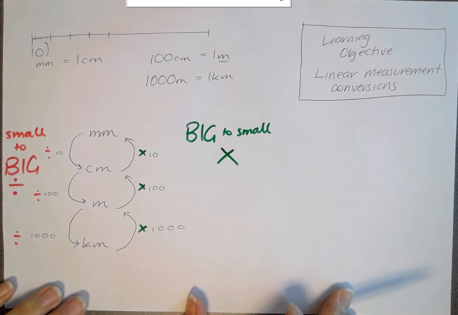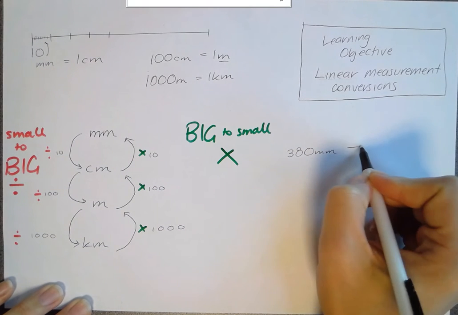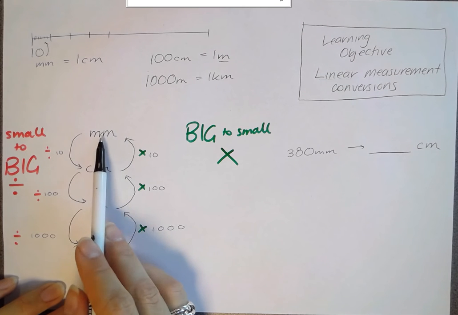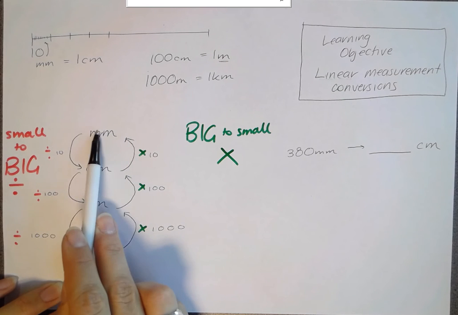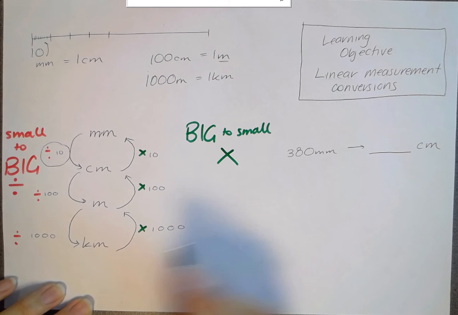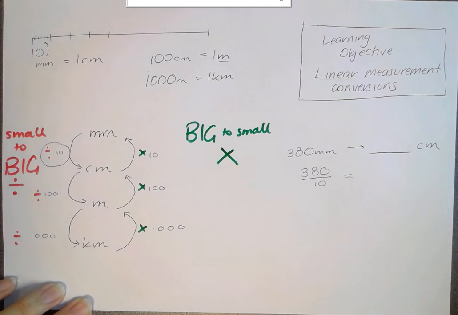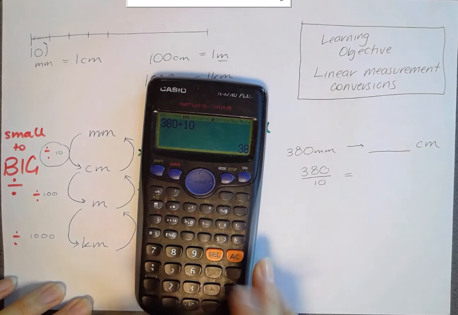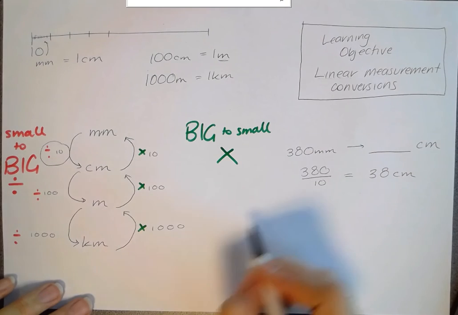Let's say we have 380 millimetres and we wanted to say how many centimetres that is. This time we are going from millimetres and we are going to centimetres. So if we're going this way, we need to do this operation, which is divide by 10. So 380 divided by 10 will give us, here's my calculator, 380 divided by 10 will give us 38 centimetres. So we've done a conversion.